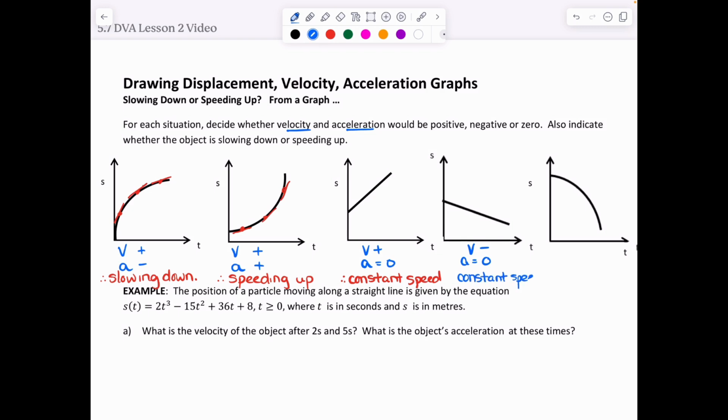Okay, so pause the video and see if you can try the last one on your own, and if that makes sense to you.